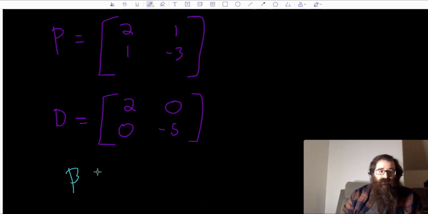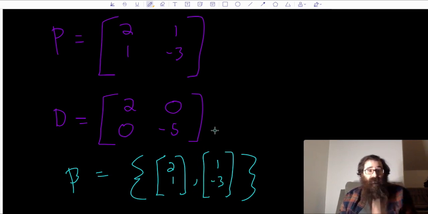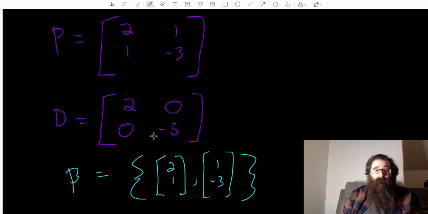So my basis for beta, my set beta, is going to be the set of 2 vectors. It's going to be those eigenvectors, right? So the vector 2, 1 and the vector 1, -3. And this is going to build my basis for beta. And this is with the property that T sub beta is diagonal. This diagonal matrix is my beta matrix for the transformation.